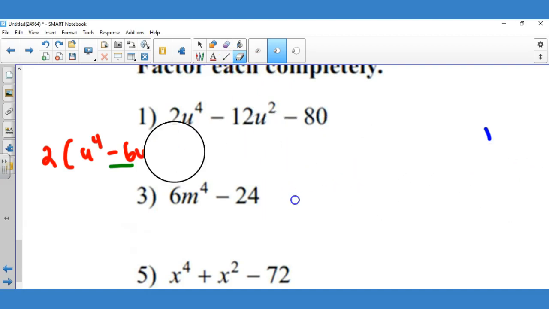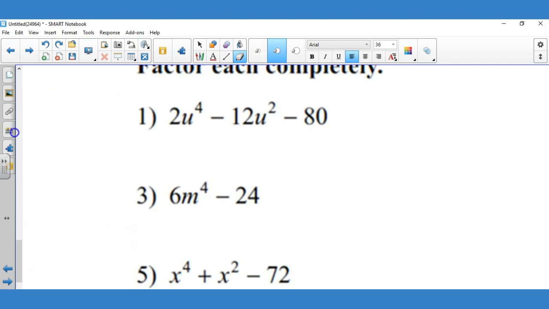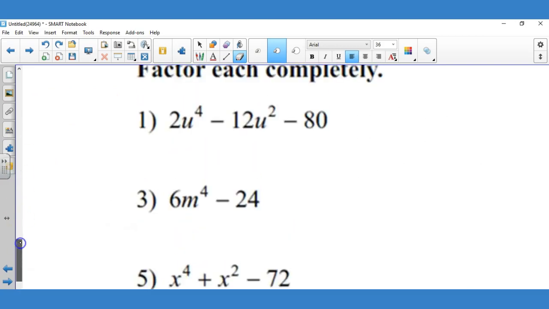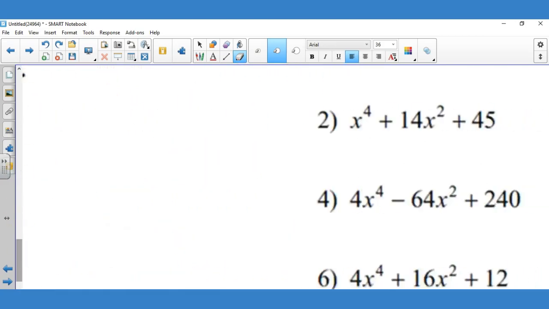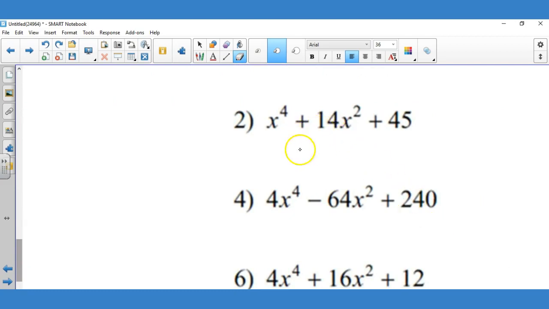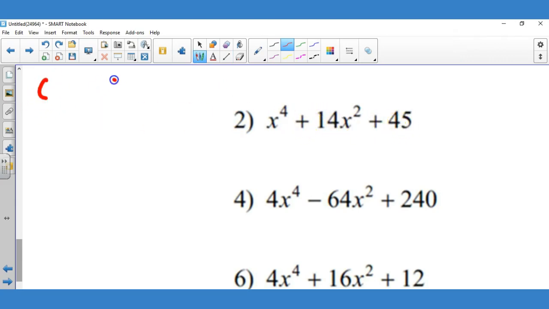So that's number 1. Number 2, let's go over to x to the 4th plus 14x squared plus 45. I'm going to make 2 sets of parentheses.